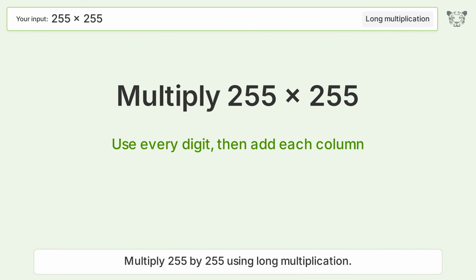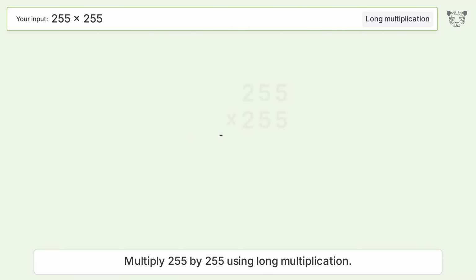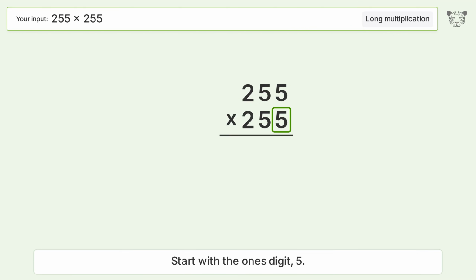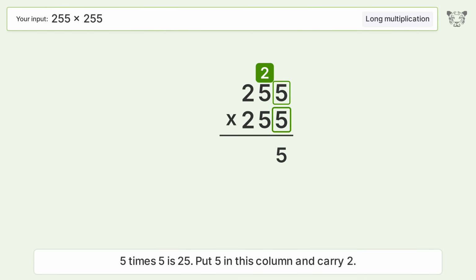Multiply 255 by 255 using long multiplication. Start with the ones digit, 5. 5 times 5 is 25. Put 5 in this column and carry 2.